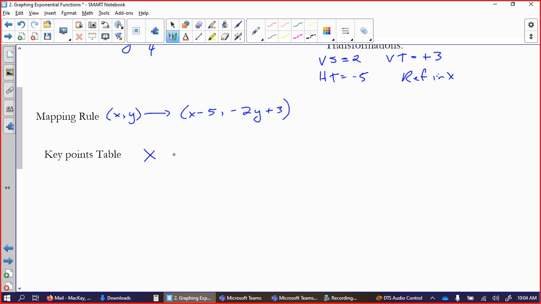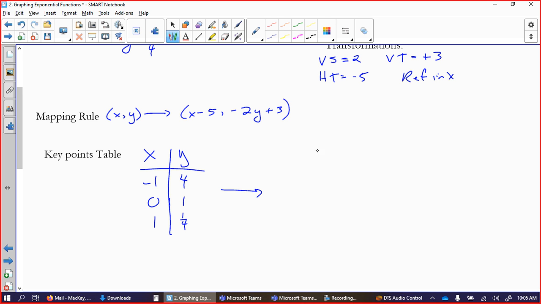Key points, x and y: -1, 4. Oh no, because this is y equals (1/4)^x: -1 and 4, 0 and 1, 1 and 1/4.